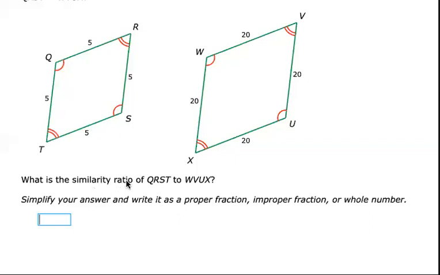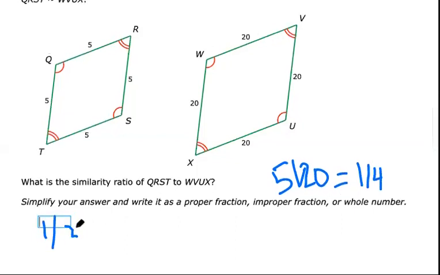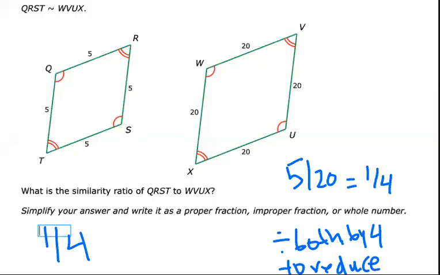All right, similarity ratios of these two. So all the sides are the same. So this one is just going to be 5/20, which is going to be equal to 1/4. Let me clean that up. All right, so just make sure you divide both sides by 4 to reduce it down to make it 1/4. All right, so that's pretty much it for that first section.